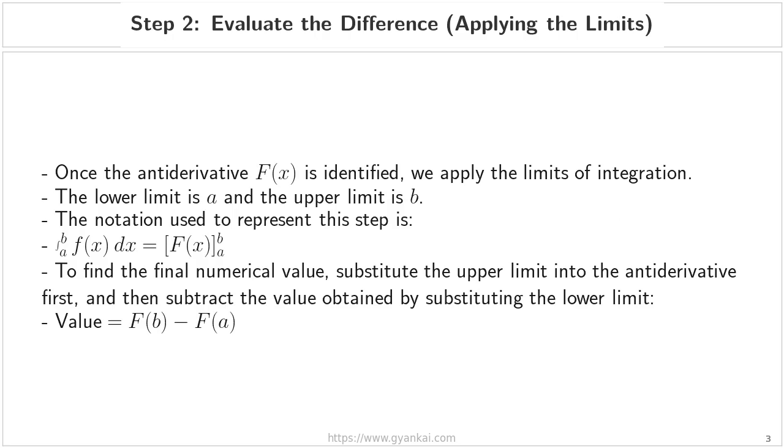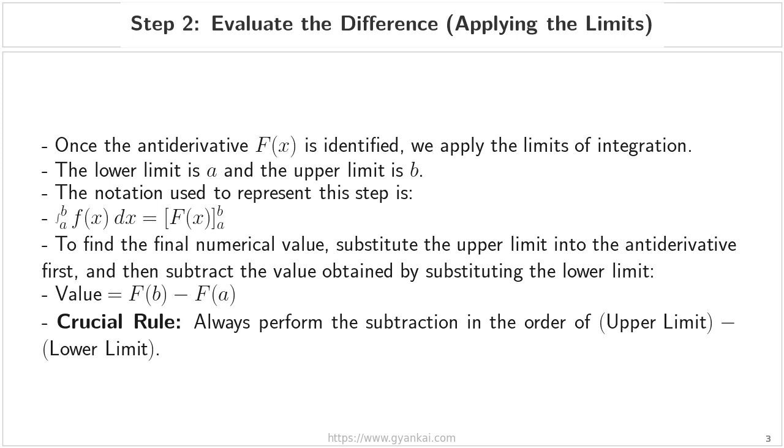To actually find the numerical value of the definite integral, we substitute the upper limit, b, into the antiderivative, F of x, and then subtract the value we get when we substitute the lower limit into the antiderivative. Mathematically, this is written as value equals F of b minus F of a.